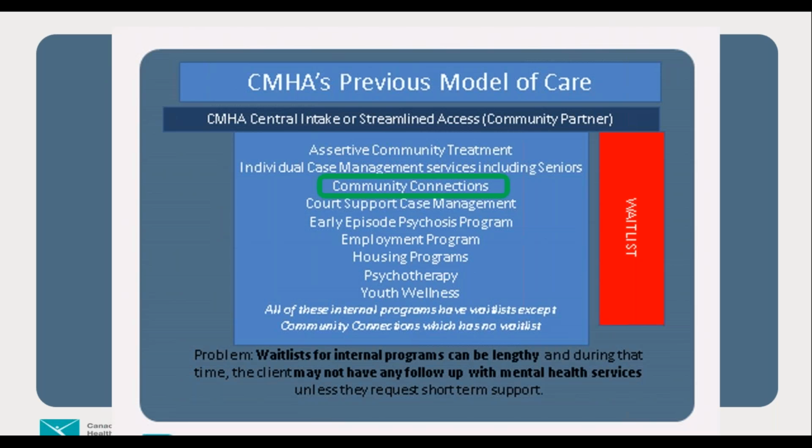So this is a slide that shows our previous model of care. With our internal programs, an individual would call, they would have an intake assessment completed, and then they would be put on a wait list for an internal program. Community Connections, you can see, is highlighted in green, and that's one of our programs where a consumer can have direct access to group-based services. So there was no wait list for service in our Community Connections program.